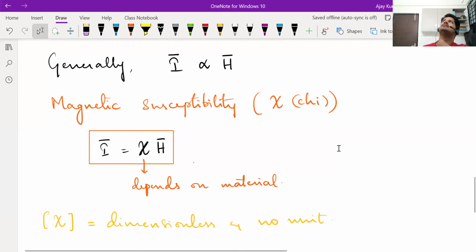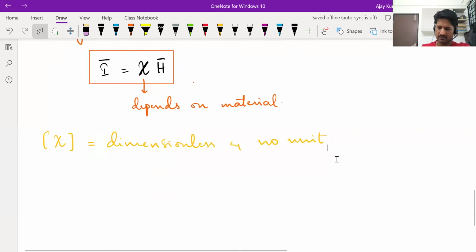It is somewhat like dielectric constant. Dielectric constant is also just a number, right? No units, no dimensions. Same thing here. But this is not exactly analogous to dielectric constant. It's somewhat like that.